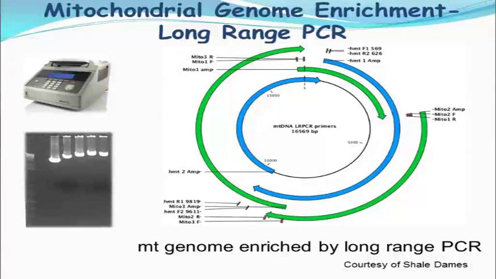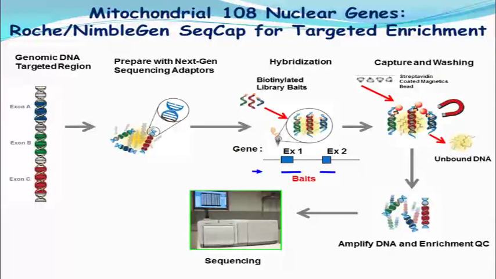The nuclear gene enrichment uses the target DNA enrichment technology. The genomic DNA targets go through fragmentation, followed by the next generation sequencing library preparation protocol. Adapters are added to the DNA fragments. Then we go through the hybridization stage.